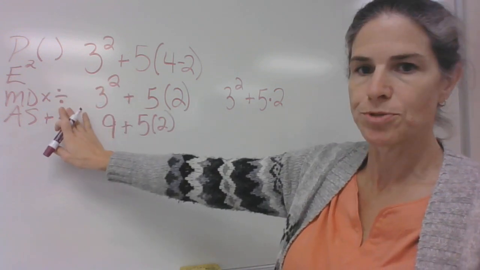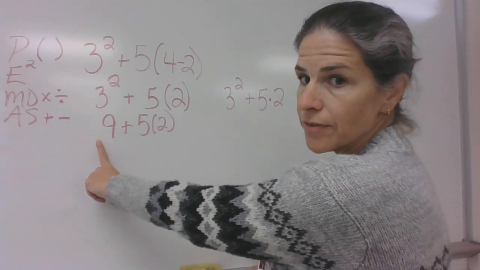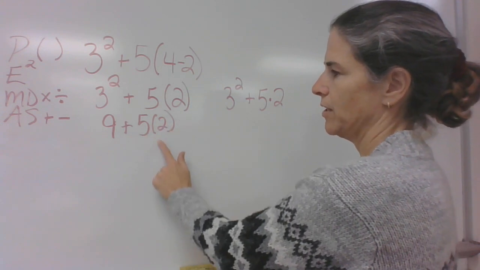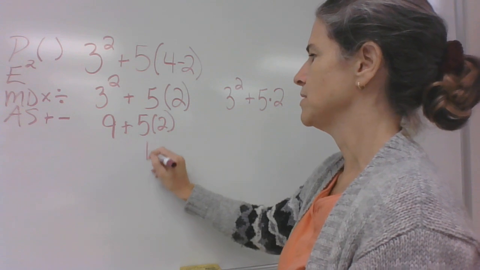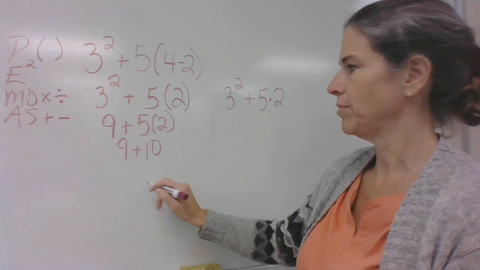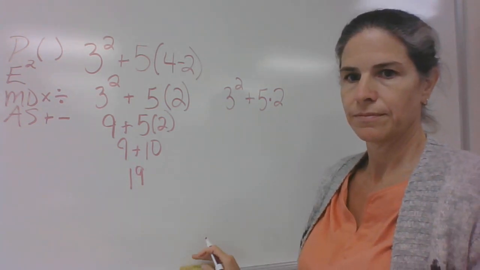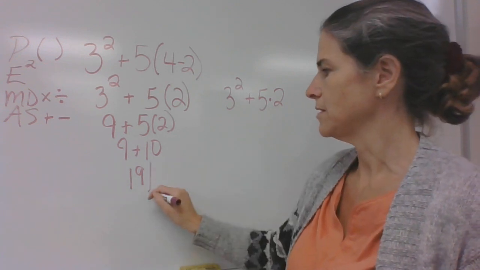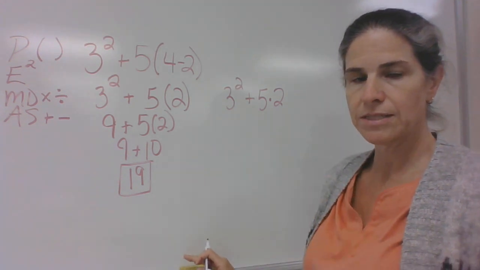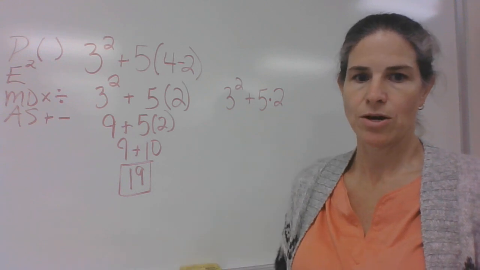After exponents, I do multiplication and division, whatever happens in order from left to right. So I start over here, multiplication, division, multiplication. There's a multiplication problem right there. 5 times 2 is 10. Rewrite my plus 9. 9 plus 10 is 19. This is my answer. This is my work. I'm going to erase this and we'll go to the next one. If you have a question on it, please let me know.